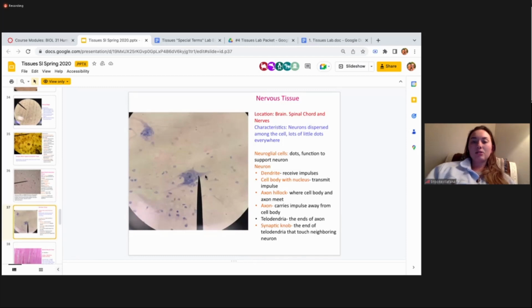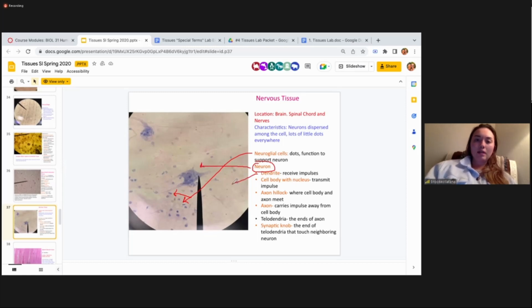It has these neurons right in here with our neuroglial cells. So the neuroglial cells are these little cells that kind of surround the neuron here. They are these little blue dots. And then the neuron is this main portion here.